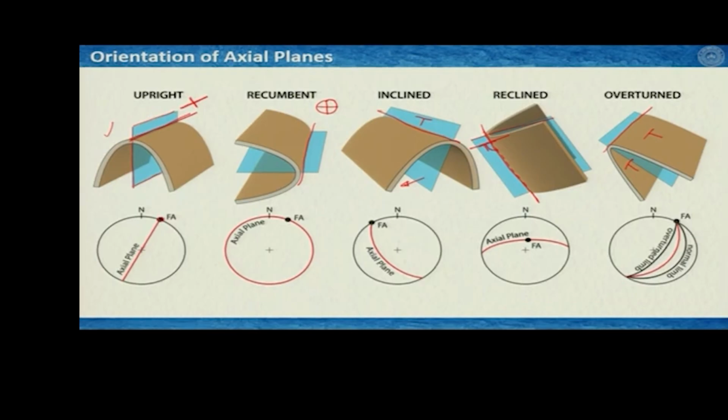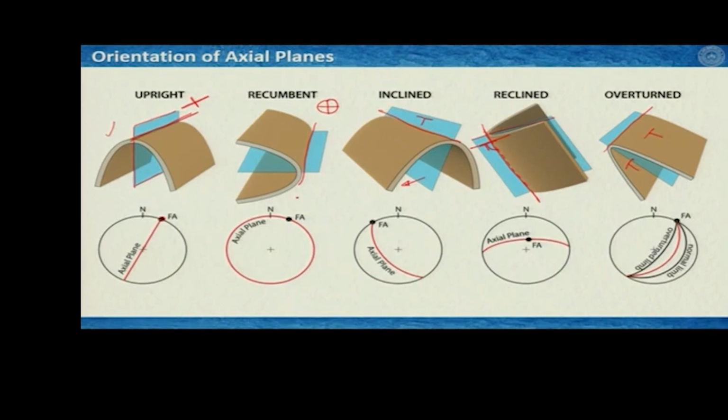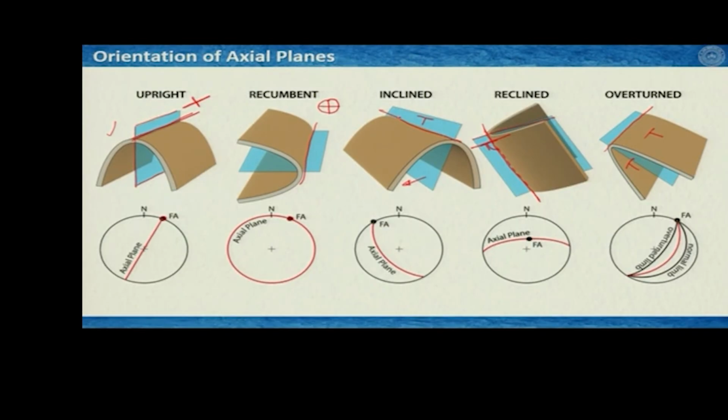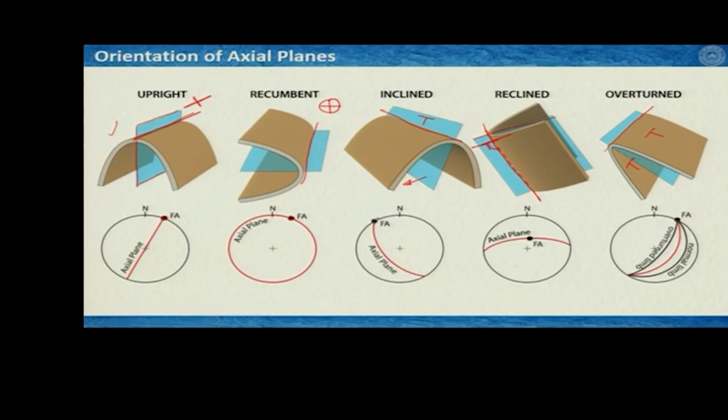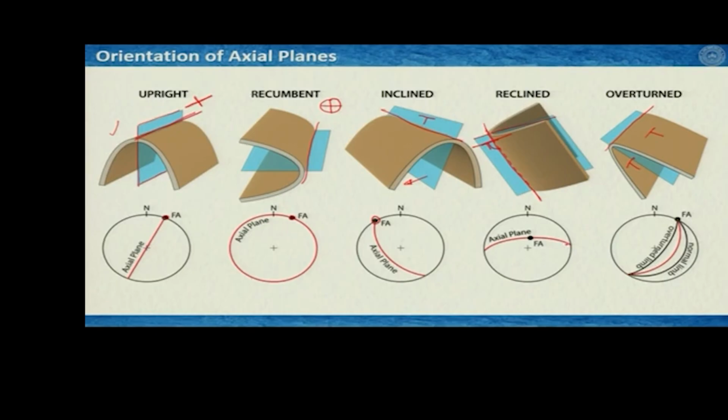On the recumbent fold, it does not have any strike because it is a horizontal bed. So the entire primitive circle is actually the plot of your axial plane, and the fold axis you can plot, if you can measure it, is somewhere here, and this is also horizontal. In the inclined fold, as we have seen here, it is dipping in this direction. So it should be an inclined plane, that is why the plot is curved, not a straight line, and this is the fold axis. The reclined fold, as we talked about, has the axial plane also inclined. So we see the great circle here as a curved circle, and the fold axis should be somewhere in the middle of this axial plane.